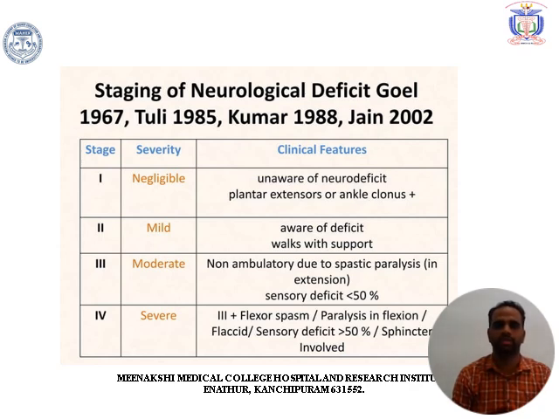Stage 1 is negligible. The patients are unaware of the neurological deficit, that is there is no symptom but the sign is present. The signs are extensor, exaggerated plantar extensor response as well as ankle clonus. In stage 2 it is mild, they are aware of the deficit but are able to walk with support. Stage 3 is moderate, they are not able to walk even with support, and the sensory deficit is less than 50%. In severe cases, they are not able to walk, the sensory deficit is more than 50%, and they will have sphincter, bladder and bowel involvement.